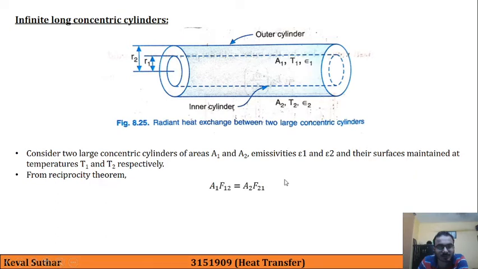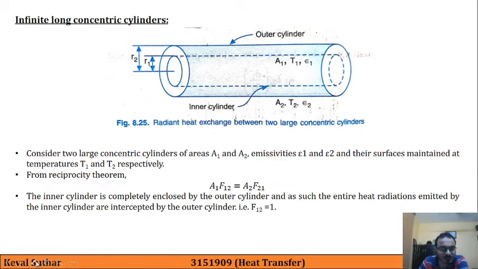By reciprocity theorem we can write down this, that is A1 F12 is equal to A2 F21. Now here the important part is the inner cylinder. The inner cylinder is completely enclosed by the outer cylinder. As such, in this case, the entire heat radiations emitted by inner cylinder are intercepted by outer cylinder. So whatever radiations coming out of the body 1, that is inner cylinder, is completely received by the surface 2, that is outer cylinder. So F12 will be 1.